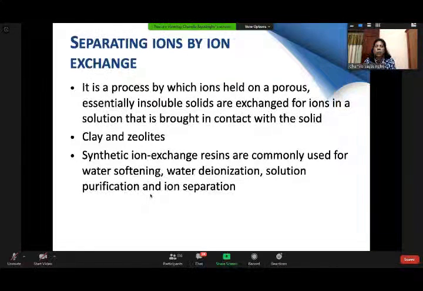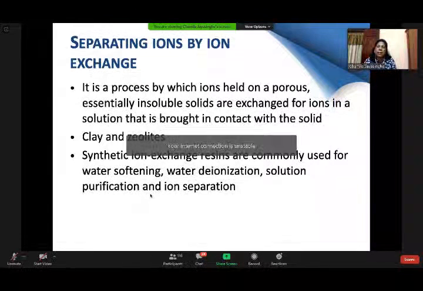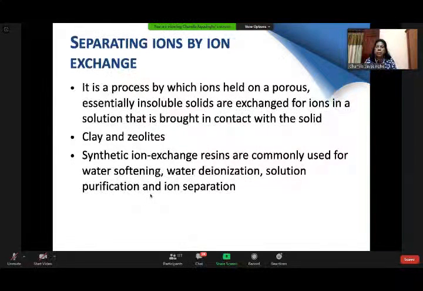Separating ions by ion exchange is a process by which ions held on porous, essentially insoluble solids are exchanged for ions in a solution that is brought in contact with the solid. Clay and zeolite are examples. Synthetic ion exchange resins are commonly used for water softening, water deionization, solution purification, and ion separation.